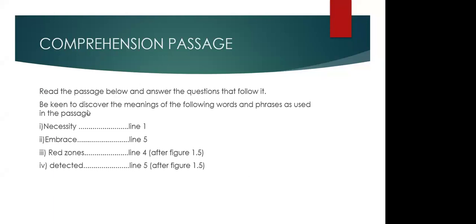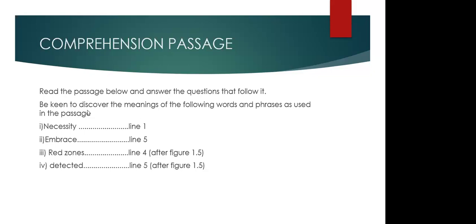We shall meet the word necessity. That will be in line 1. We shall meet the word embrace, which will be in line 5. When we go to the next page, we have a figure. After that figure, we have the 4th line having the words red zones, and then detected.